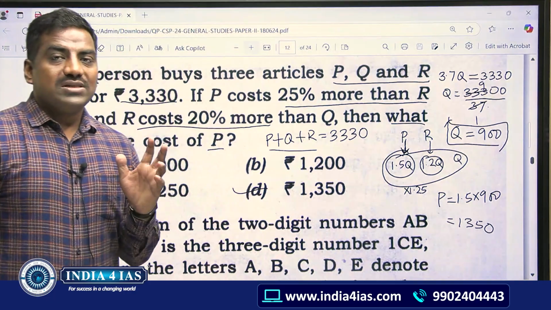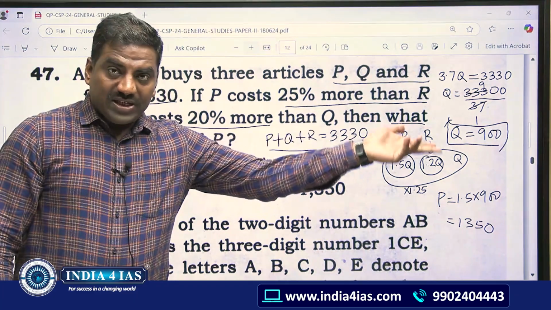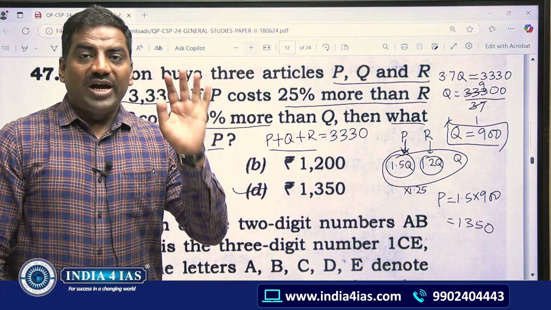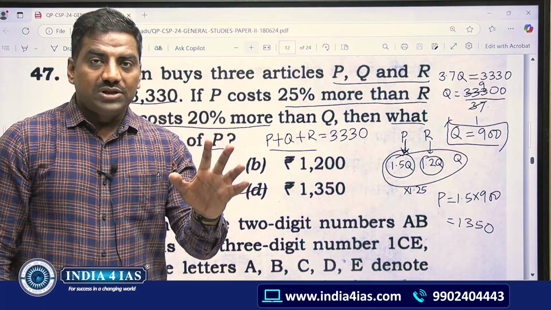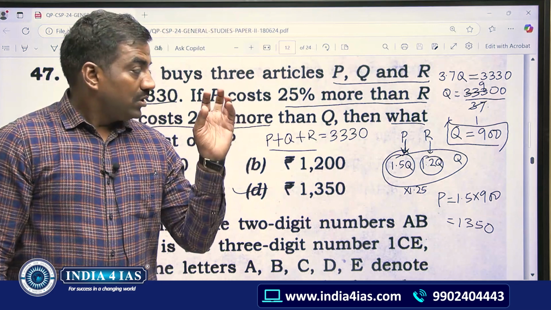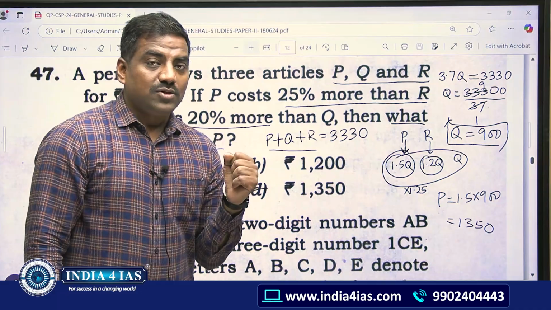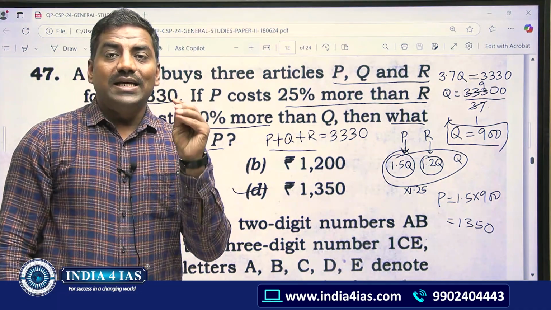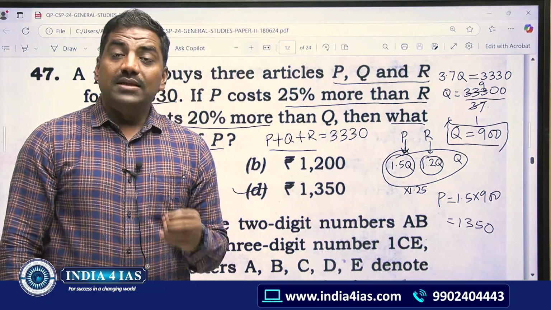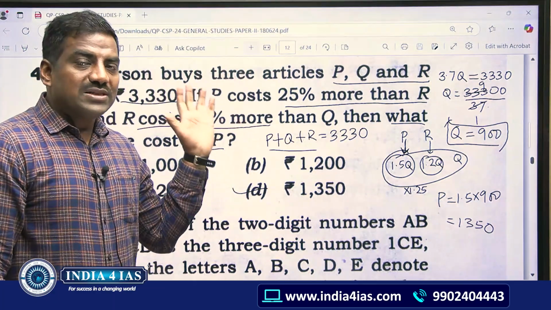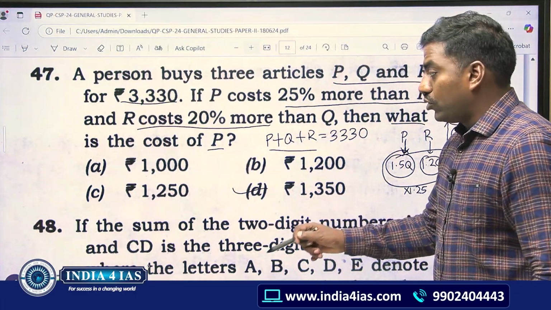So here, what is the clue? One is expressed in terms of another, which is expressed in terms of another. Three people are there, so finally they are expressing everything in terms of Q. So Q value is Q. Then P's value and R's value are expressed in terms of Q. So the total sum is 3.7 Q, that is nothing but 3330. This is a basic equations problem. Here we are expressing one variable in terms of another. This is very much basic and the problem is very much straight. You don't have to worry. This is a first round problem. Definitely we have to do it in the first round.